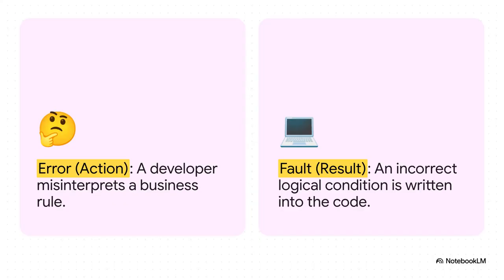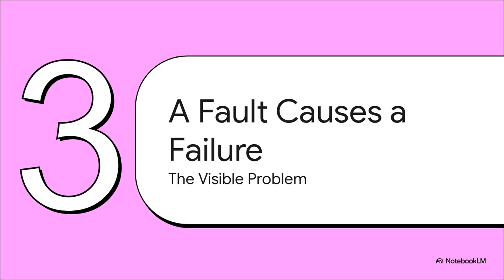So, to put it simply, the error is the action. It's the developer misinterpreting a business rule. The fault, on the other hand, is the result. It's the incorrect if statement that got written into the program because of that misunderstanding. Action, then result. Simple as that. All right, so just to recap, we've got this quiet, dormant fault just sitting in our code. So far, so good. Nothing has actually gone wrong.